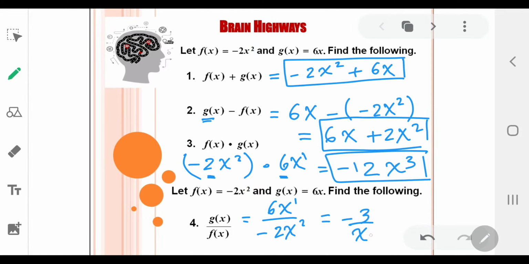And remember, x can never be equal to 0, because anything over 0 is undefined. So you have to add this note: x can never be equal to 0.